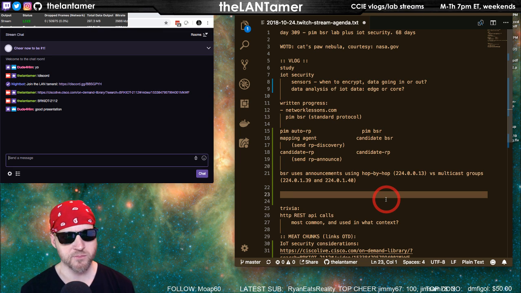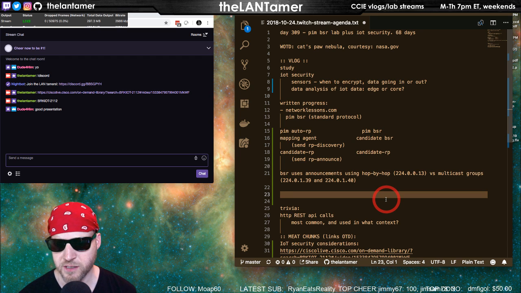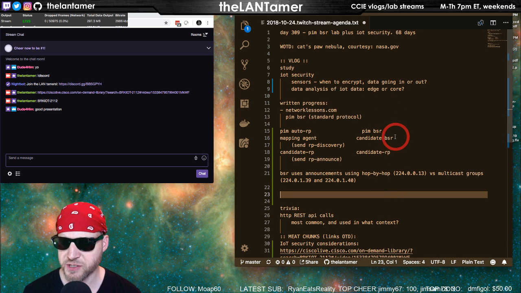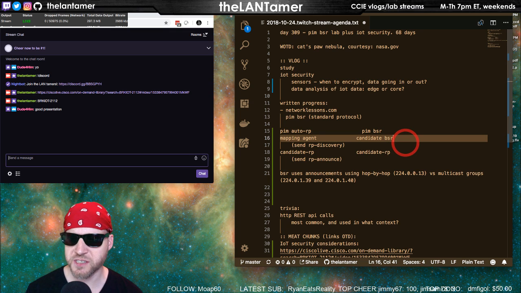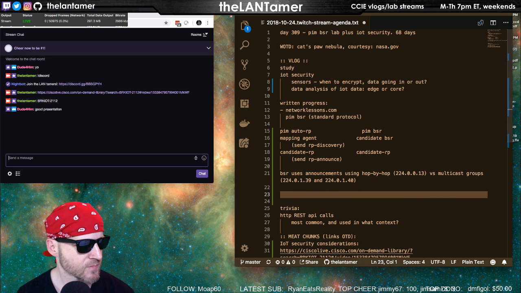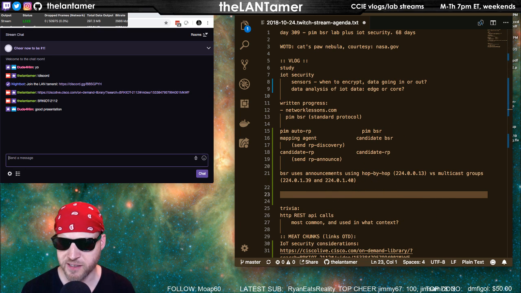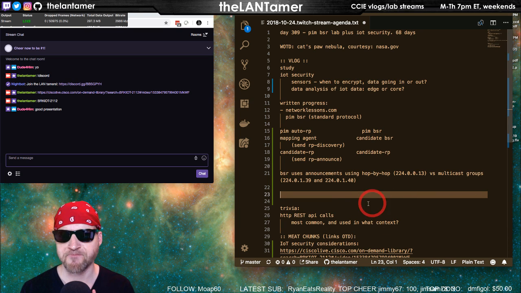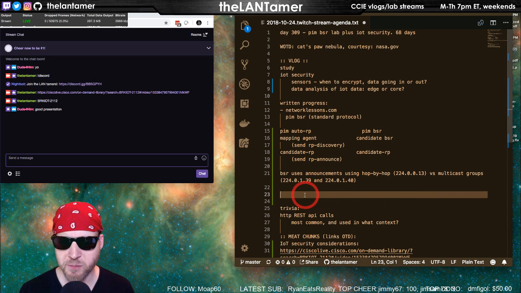So with bootstrap, first we need to learn what our BSRs are, which we learn through these BSR announcement messages sent around the network on a hop by hop basis. Then the candidate RP can learn, or you can statically configure it, about the BSRs, and it's going to send a unicast message to the BSRs that it learns about. And then an election takes place. And the election this time in BSR is made by each router, which is interesting to me.